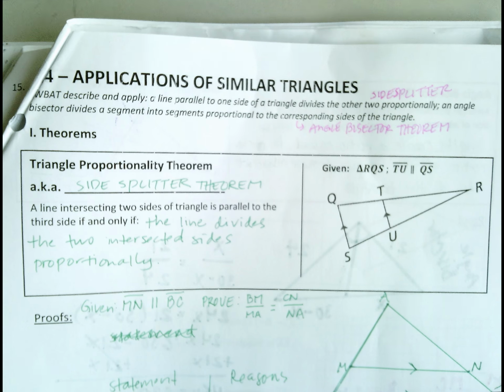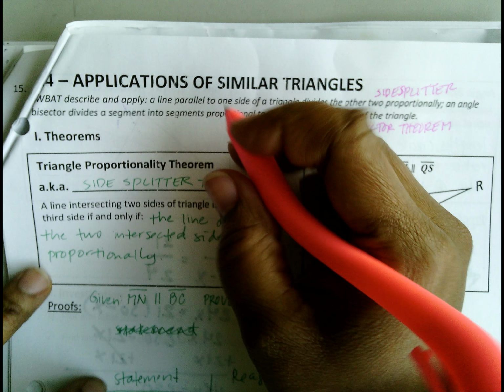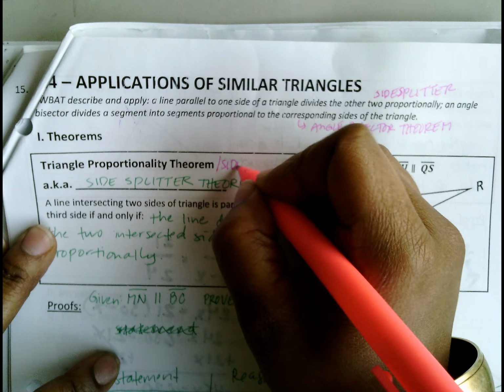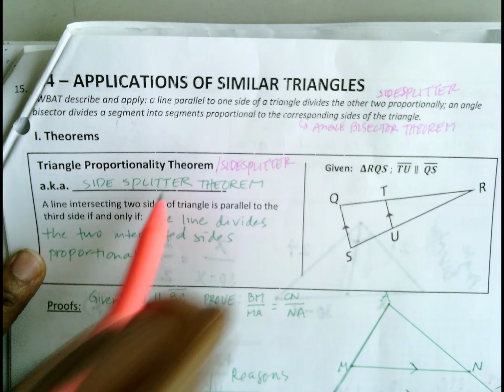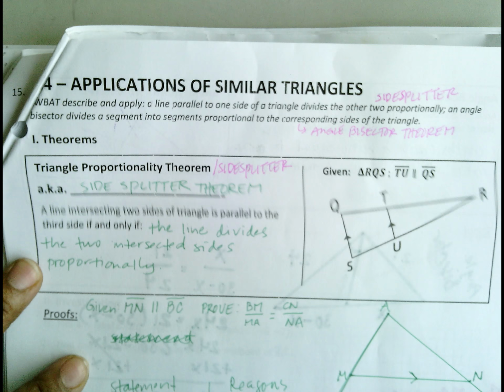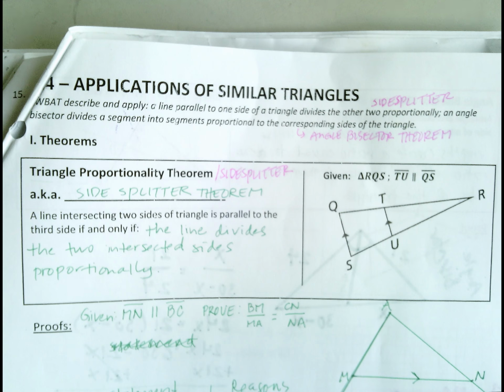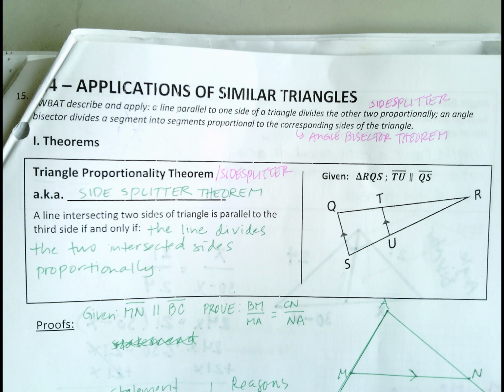We're going to talk about exactly what the triangle proportionality theorem, or the side splitter theorem, is. It says AKA the side splitter theorem right here, so I technically didn't have to rewrite that. I'm going to put this on focus. Hopefully we can see better once I do that. Okay, so it says that a line intersecting two sides of a triangle is parallel to the third side if and only if the line divides the two intersected sides proportionally. So what does that mean?